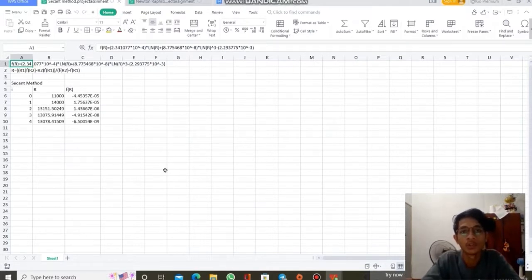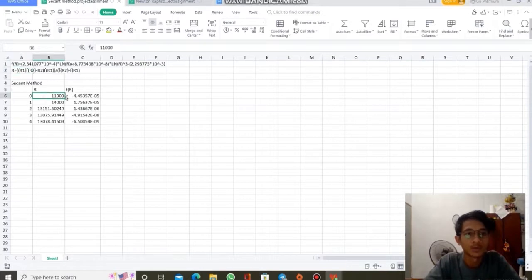Today I would like to talk about the simulation that we use, which is Microsoft Excel. This is the first solution, which is for the secant method. The function stated here is 2.341077 times 10 to the power of negative 4 times ln R, plus 8.775468 times 10 to the power of negative 8 times ln R to the power of 3, minus 2.293775 times 10 to the power of negative 3. So this is the formula to find the value of R, which is R1 times function R2 minus R2 times function R1, divided by function R2 minus function R1. So this is the first value for R, which is 11,000.